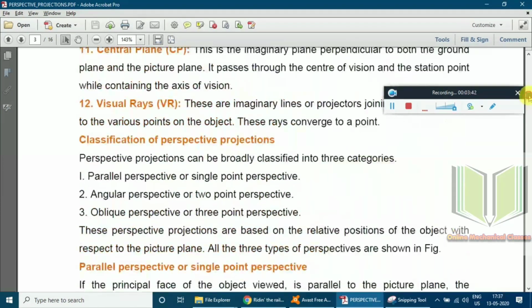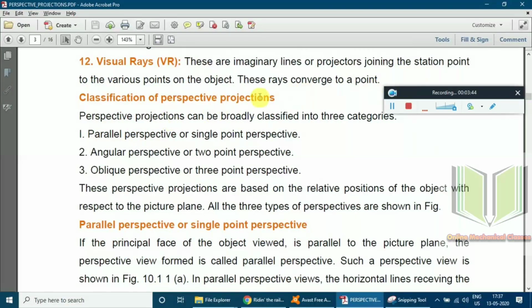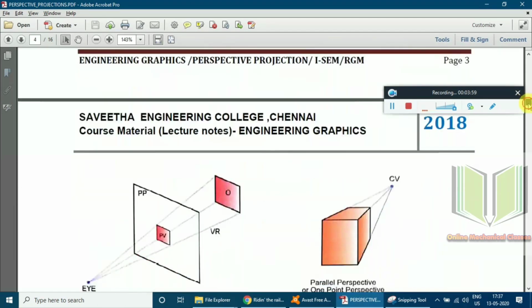Now we are going to the classification of perspective projection. We have three classifications. One is parallel perspective or single point perspective. Next is angular perspective or 2-point perspective. Third is oblique perspective or 3-point perspective. First we will look at what 1-point perspective is. I'll just explain with the diagram.